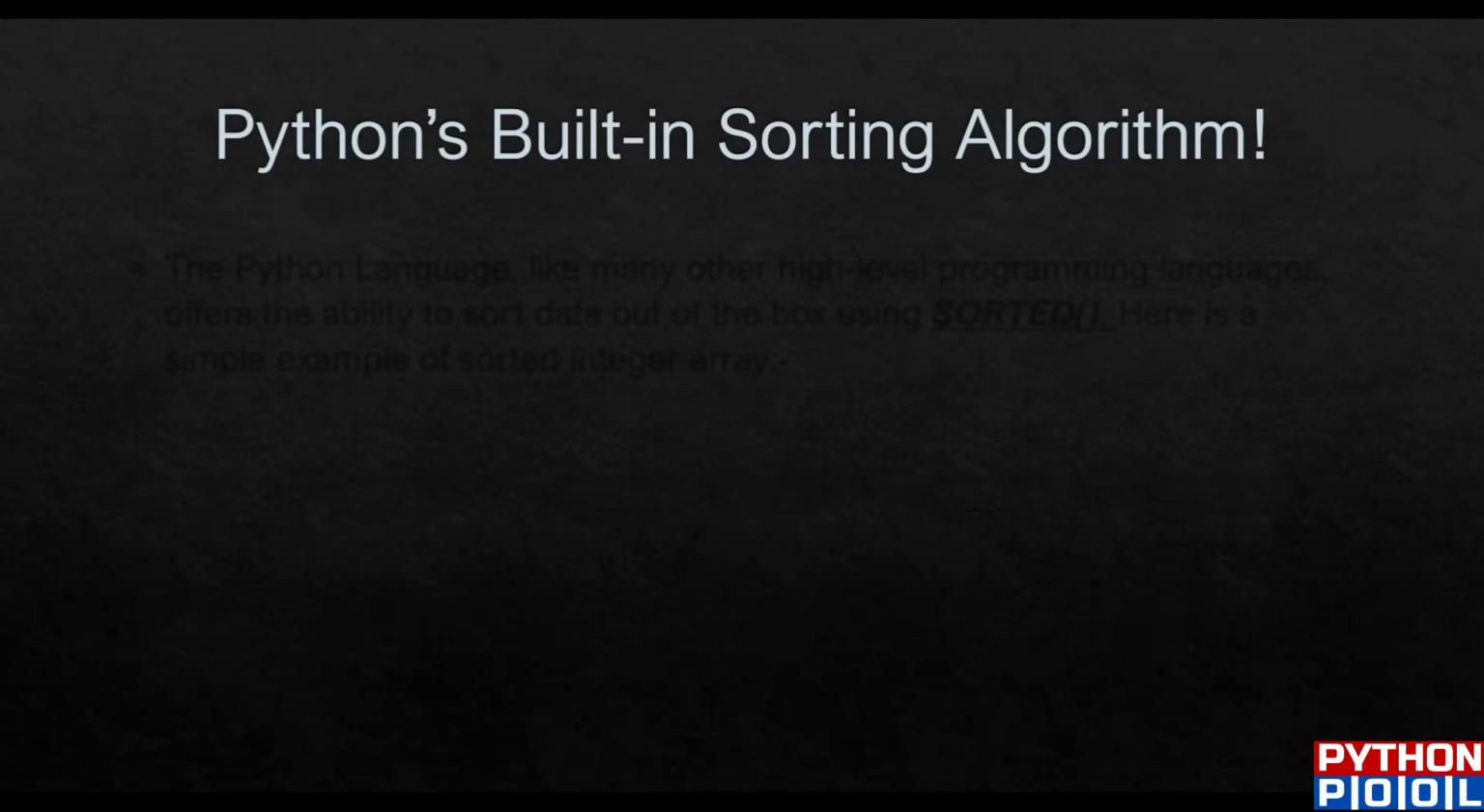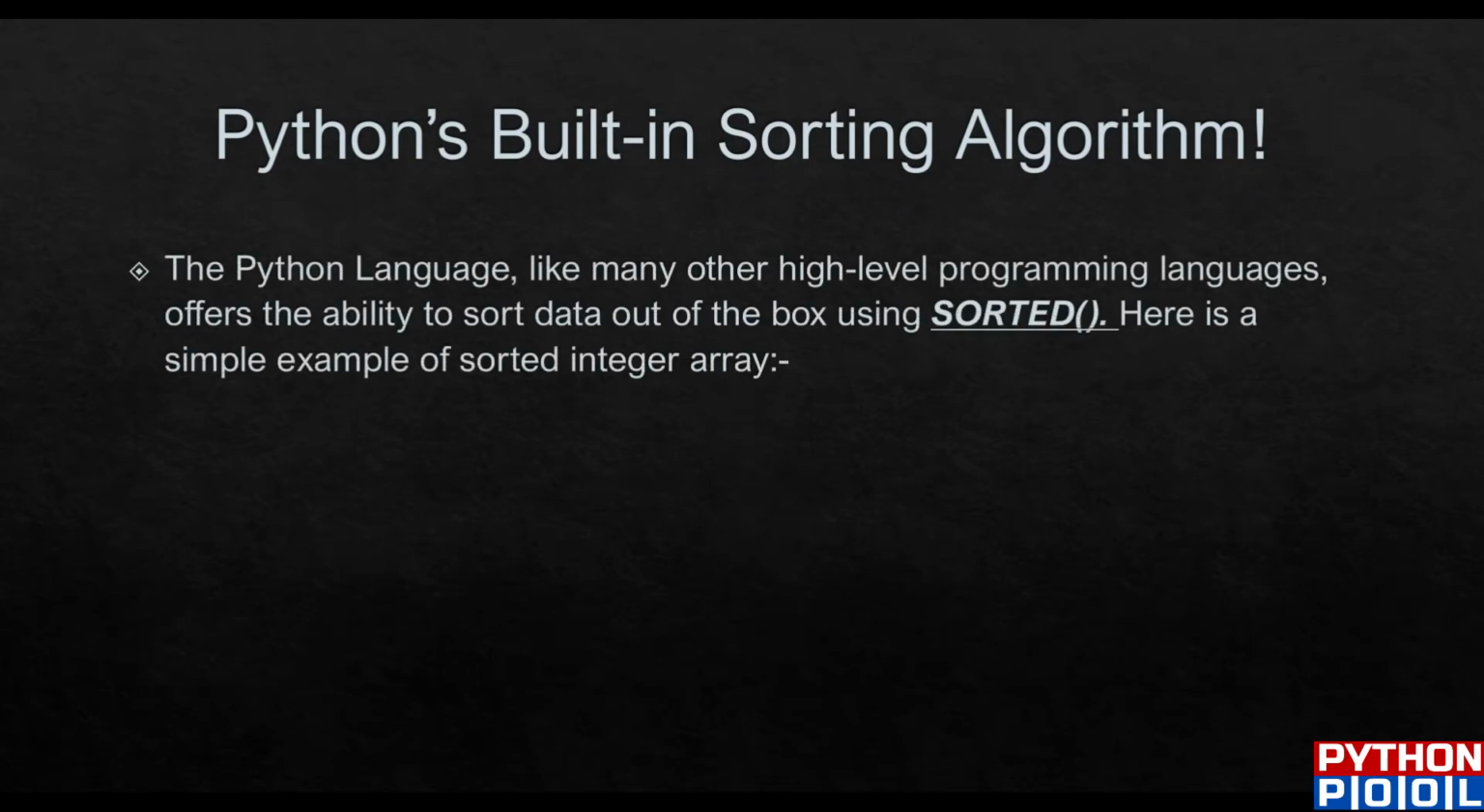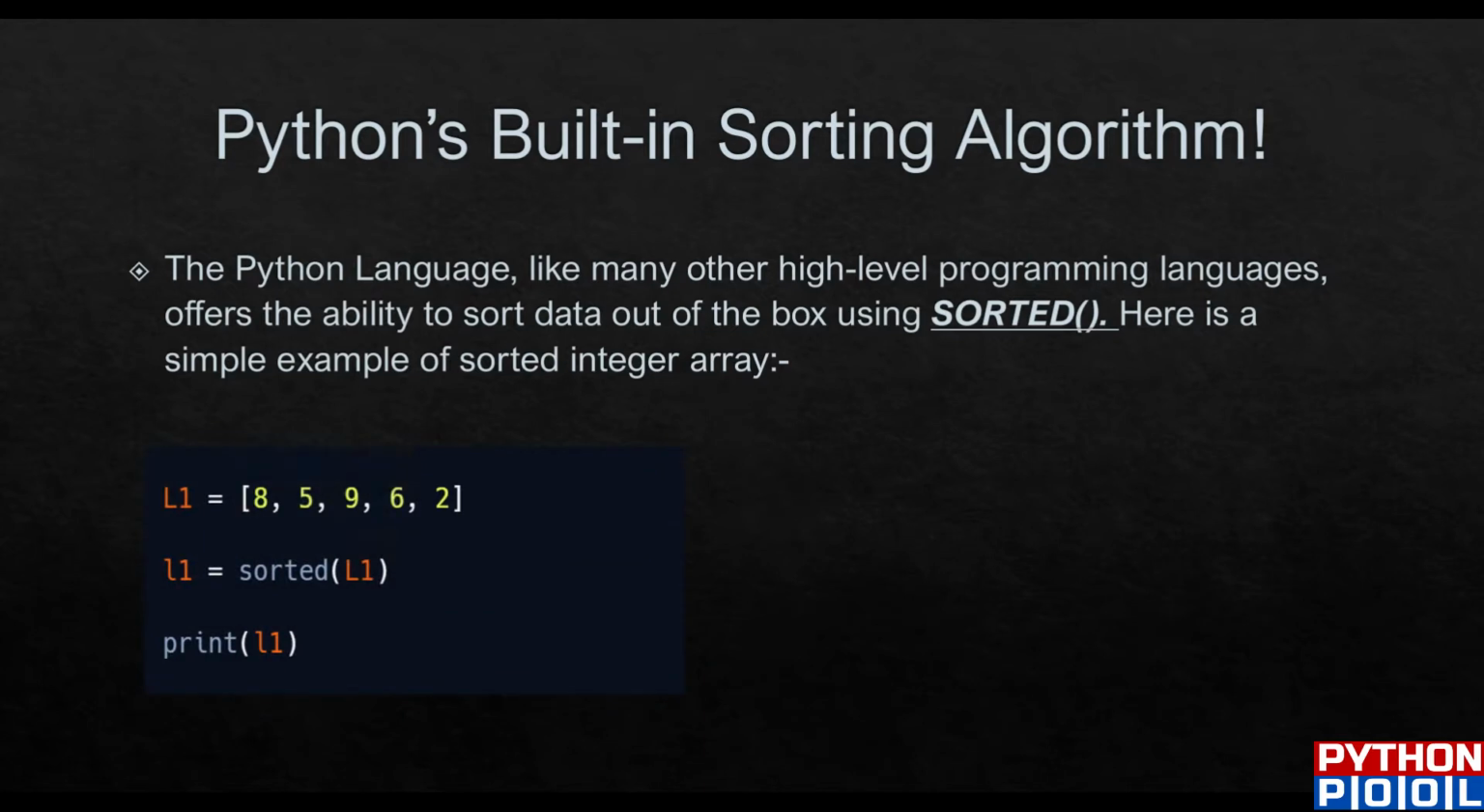Python has a built-in sorting algorithm. Python has a built-in function named sorted, which would sort a data set, an array or list, for you. That is always present in Python. You could see a live example. If I have a list named capital L1, and I create a list named small l1 that is sorted of the list capital L1, you would see the output as a sorted list. This returns us the sorted result.